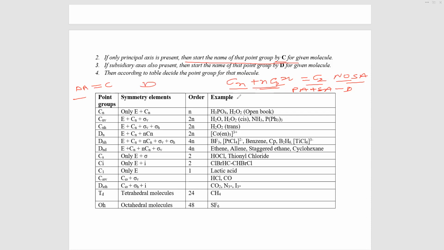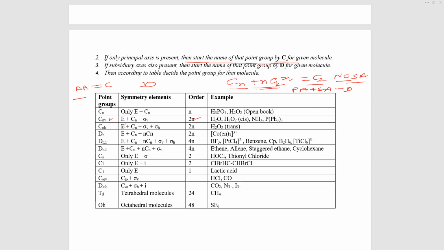Now this is the table which will help you; it is actually a formula-like table. For example, if the point group is Cn, then E is always present in any molecule by default. How can we find the Cn point group? We have to find E and Cn. If E and Cn are present, then Cn will be the point group and its order will be n. Examples are S3PO4, H2O2, open book like this. For the Cnv point group, E will be present, Cn will be present, and sigma v will be present. Its order will be 2n. Examples are H2O, NH3, PBH3. These are some examples of the Cnv point group.